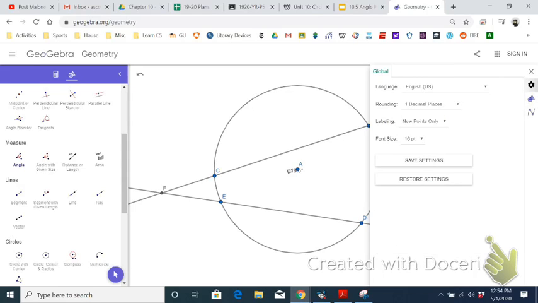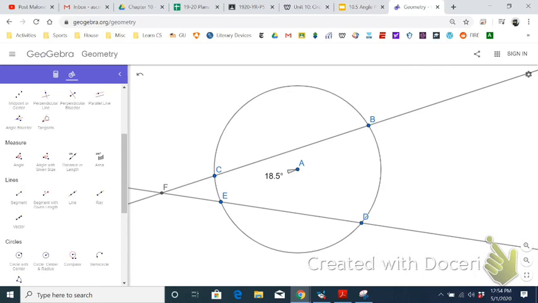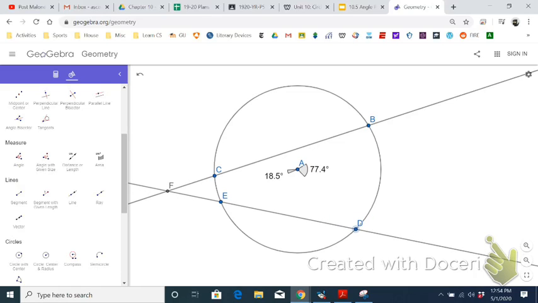Sorry, I probably should have paused the video, but at this point there's no turning back. Okay, so this arc CE is 18.5, and then if I find this angle, BAD, this arc is 71.6. Alright, so I'm going to adjust these to make these rounder numbers. So let's make this 78.4.